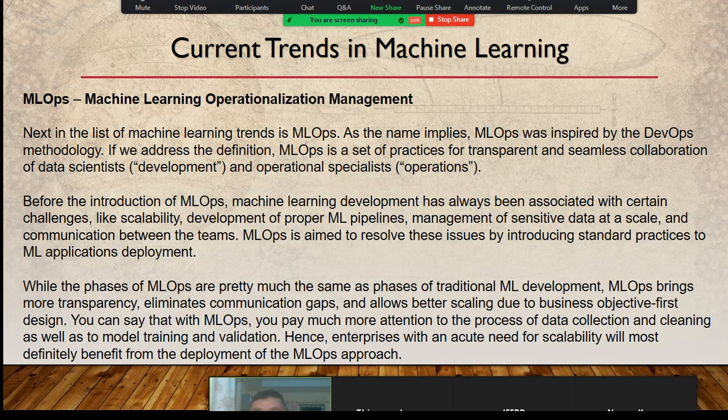While the phases of MLOps are pretty much the same as the phases of traditional machine learning development, MLOps brings more transparency, eliminates communication gaps, and allows better scaling due to business objective first design. You can say that with MLOps, you pay much more attention to the process of data collection and cleaning, as well as model training and validation. Hence, enterprises with an acute need for scalability will most definitely benefit from the deployment of the MLOps approach.